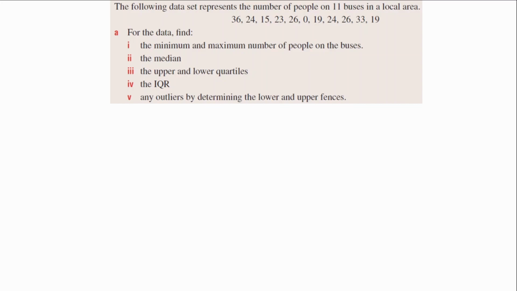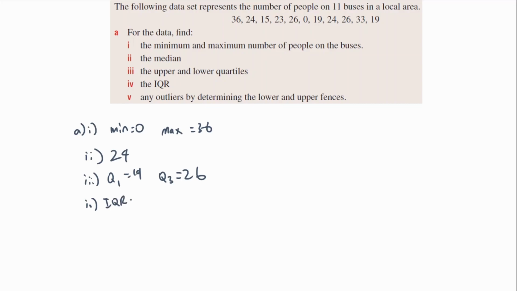Alright, so for the first one, minimum and maximum, I'll just write those down. Minimum was 0 and the max is 36. Give yourself a tick if you got those correct. Part 2, the median. If you got 24, give yourself a tick. Part 3, Q1 or the lower quartile was 19. Q3 or the upper quartile was 26. Give yourself a tick if you got that correct. Part 4, IQR, just 26 minus 19, or Q3 minus Q1. And that will give you a value of 7, and give yourself a tick there.